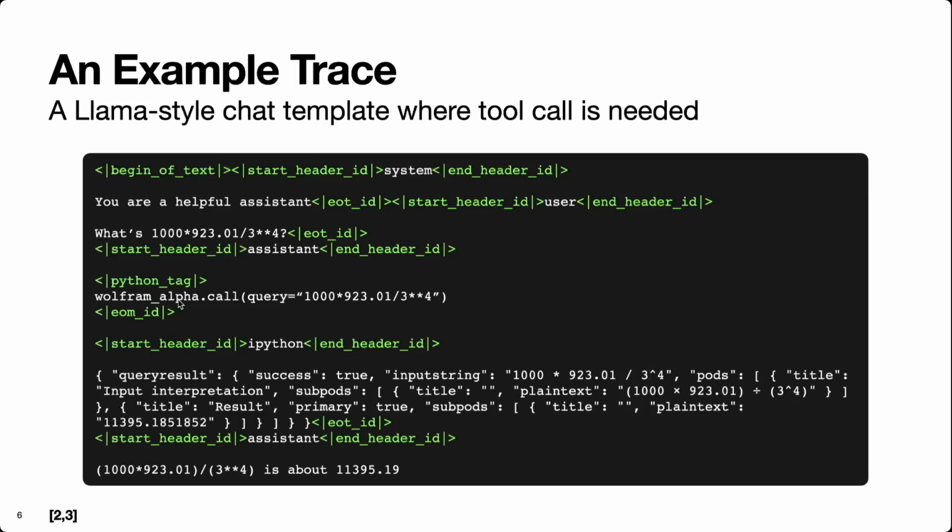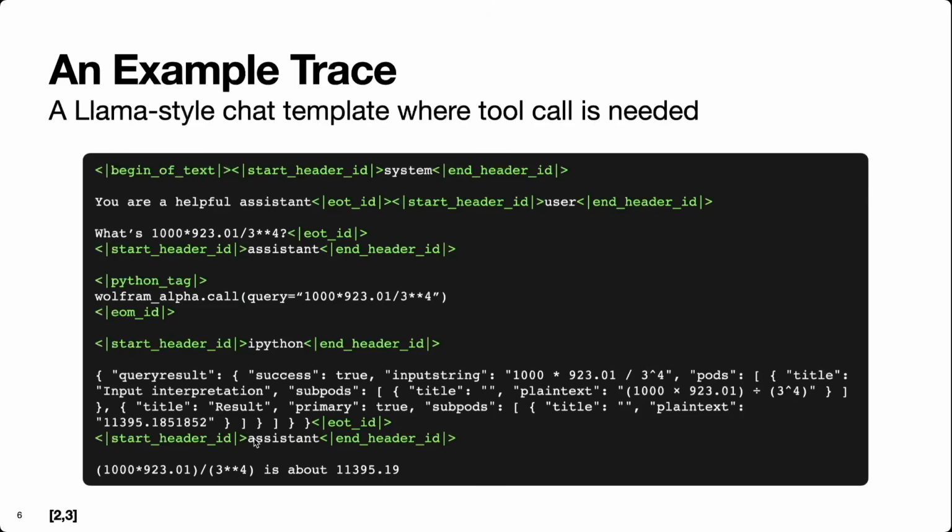So let's say we have a Wolfram Alpha tool available. We can do Wolfram Alpha dot call, and then we can pass in our query. We'll have an end token. And now we have a special role called IPython, which is where we can put the results of this function call. So we can have the function call be in this very structured JSON format. We'll have another end header.